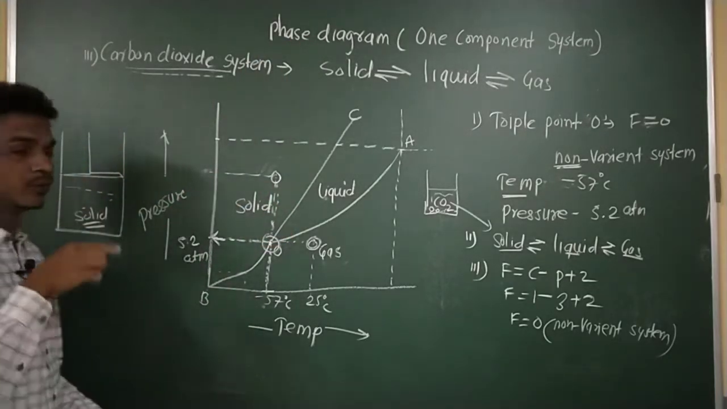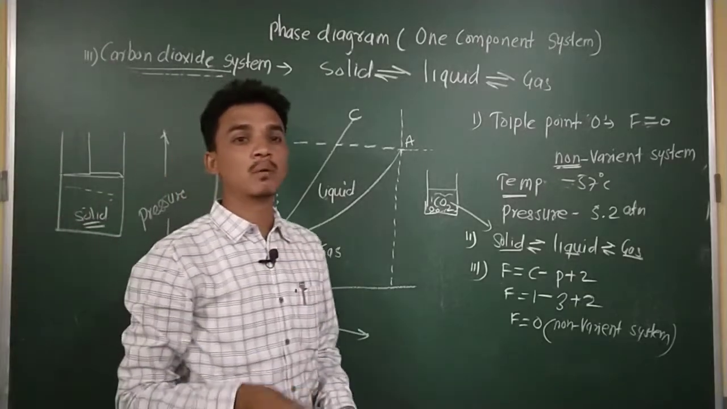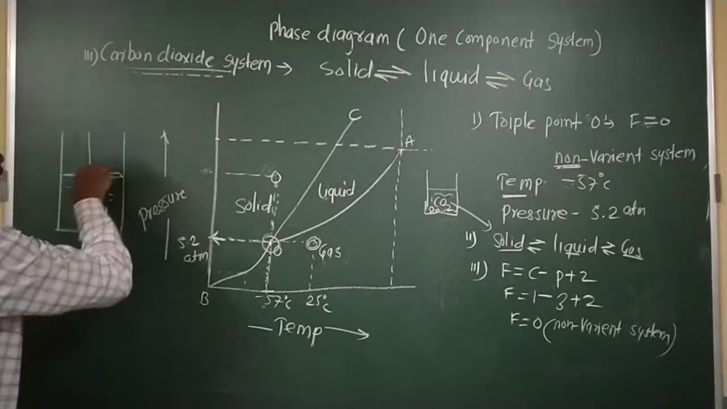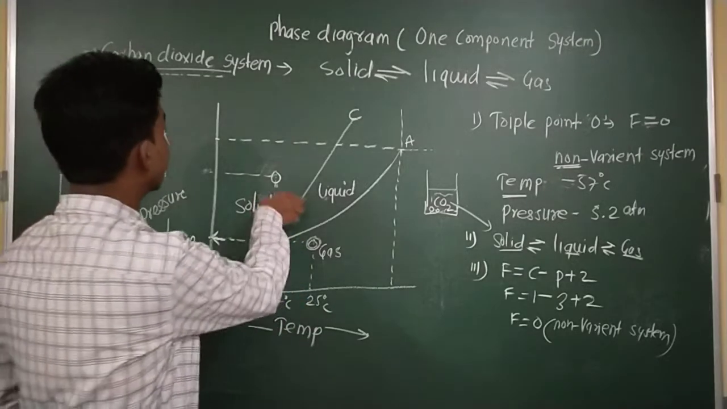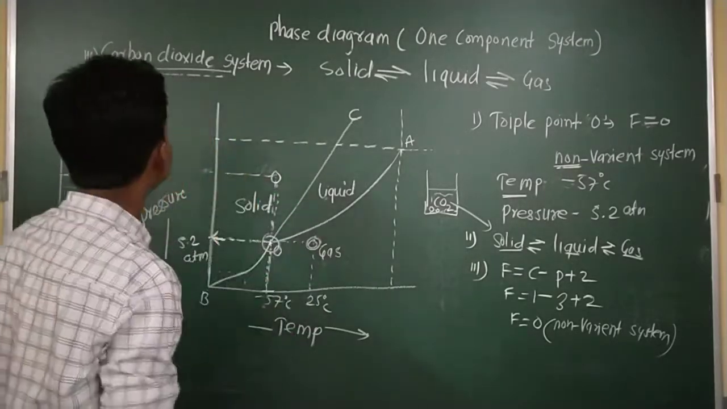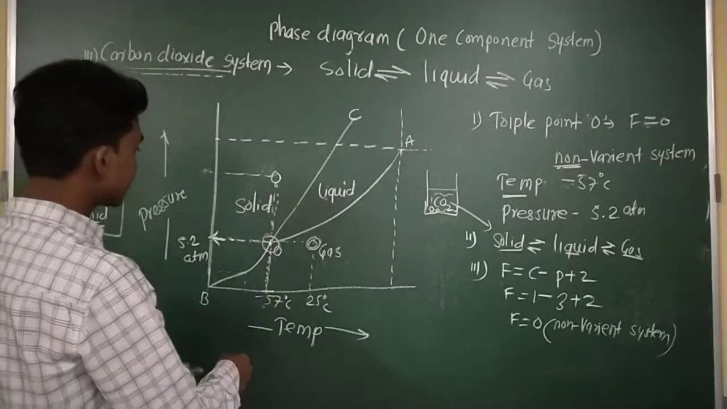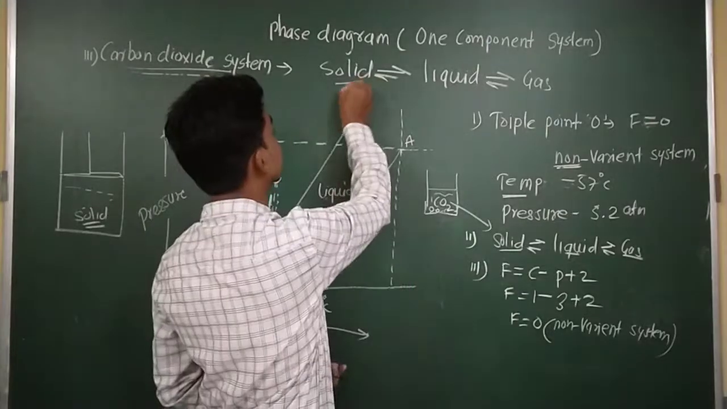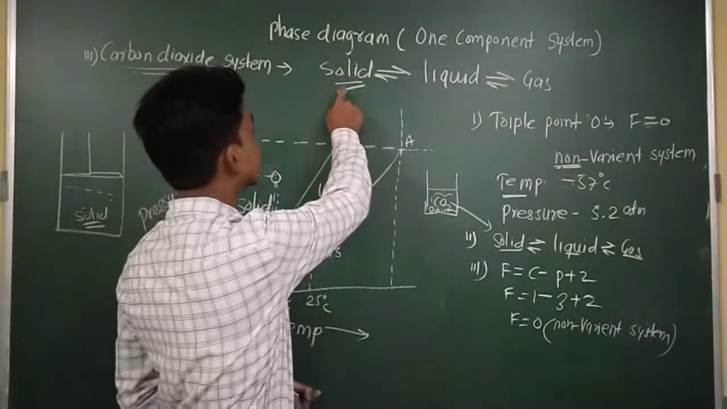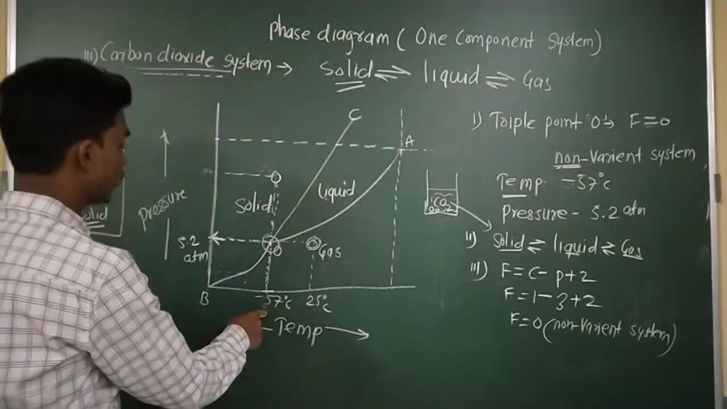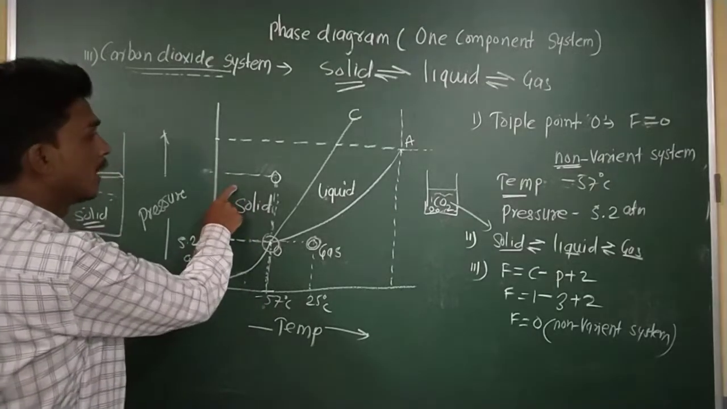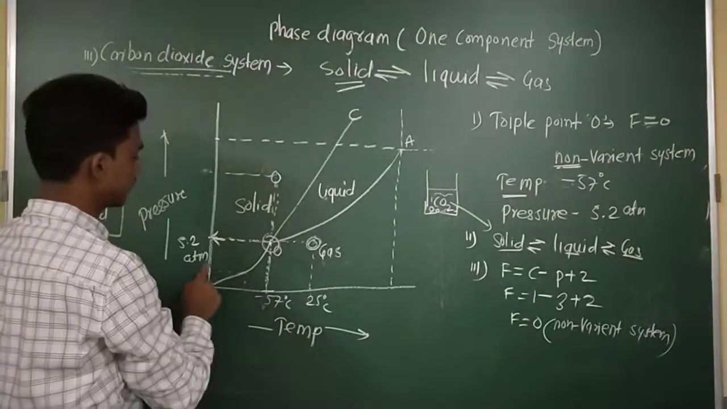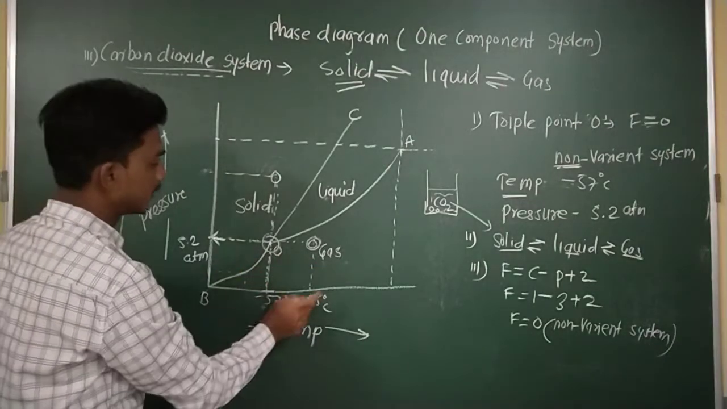When we do it practically in the laboratory, the same thing happens when we are doing the practical of the carbon dioxide system. So which states do I require of these given systems? If I want solid only, then I will change only the pressure. When I want gas only, then I will change only the temperature.